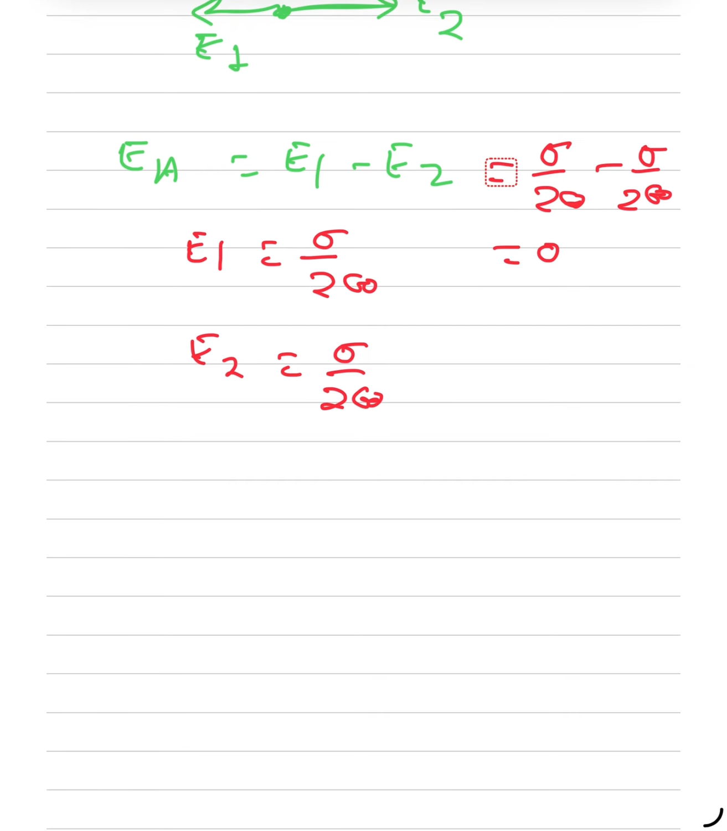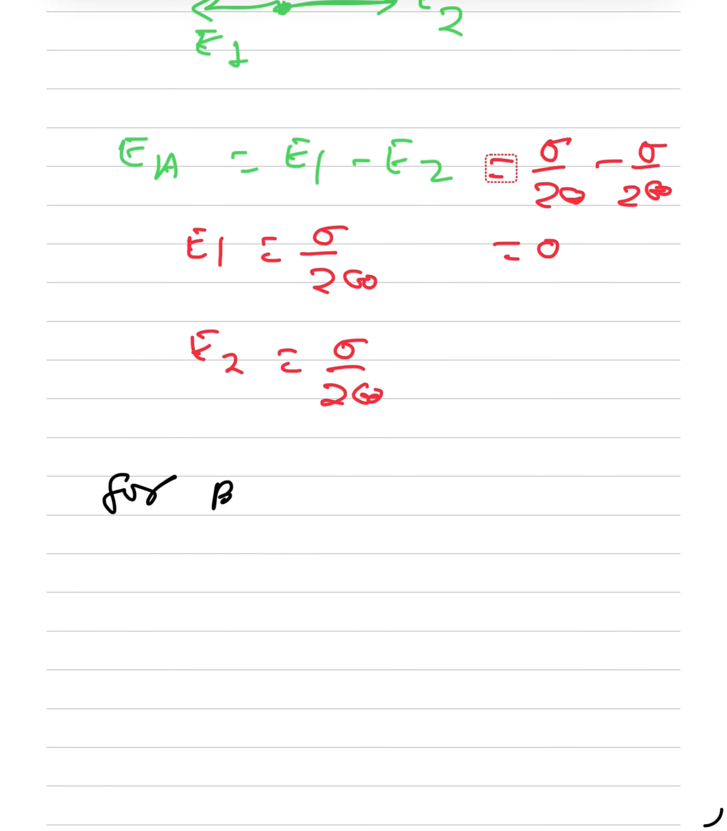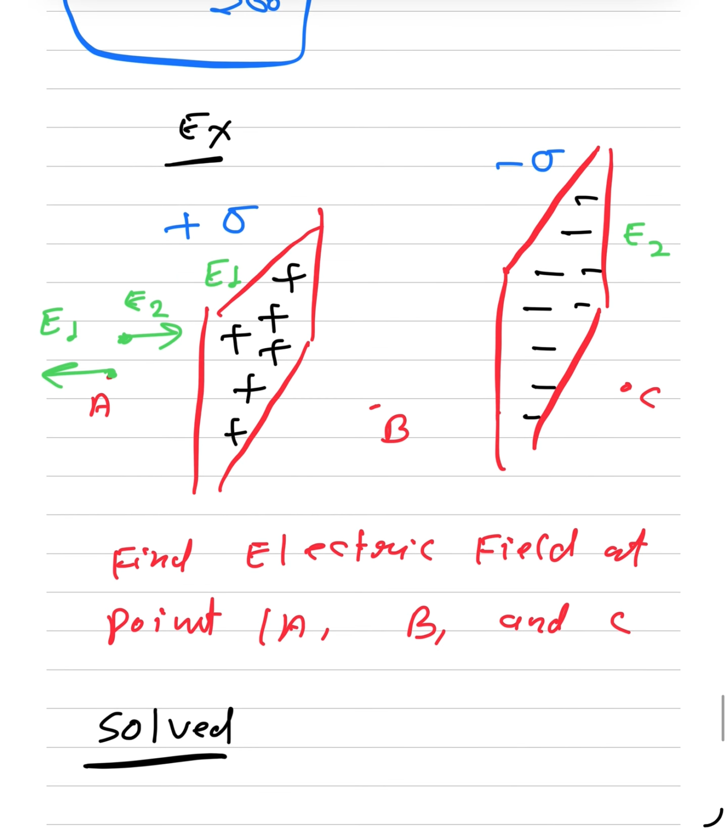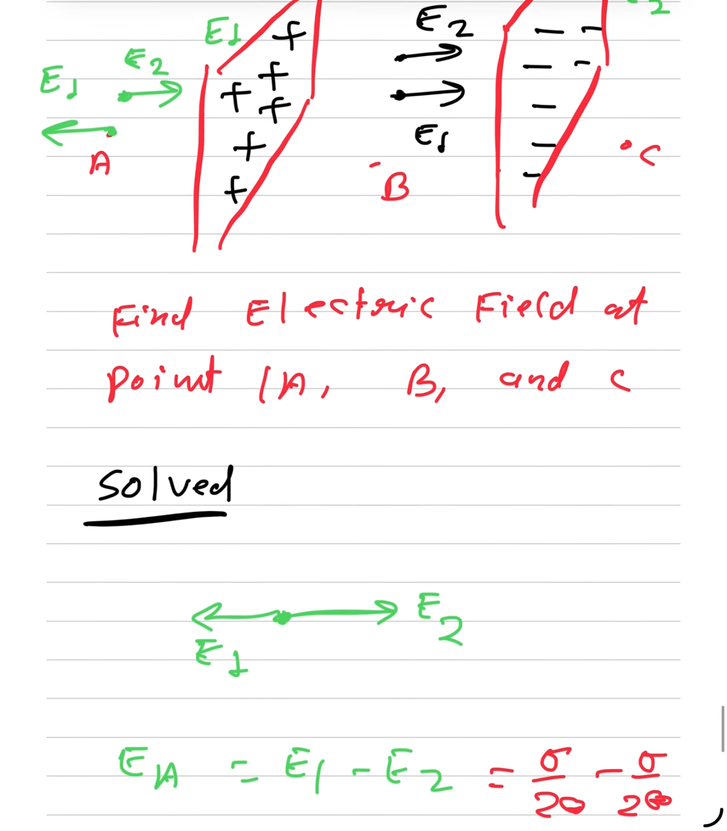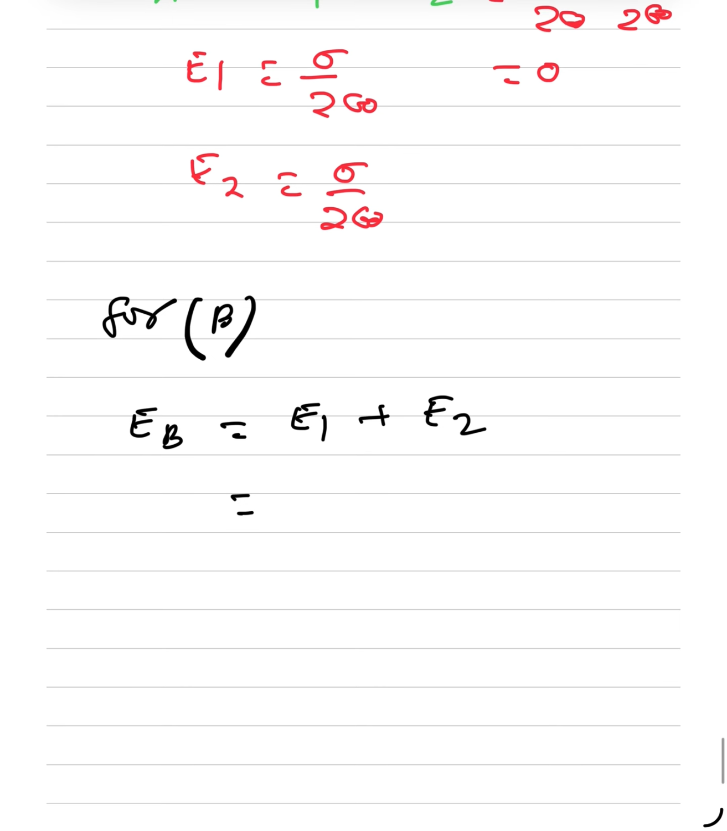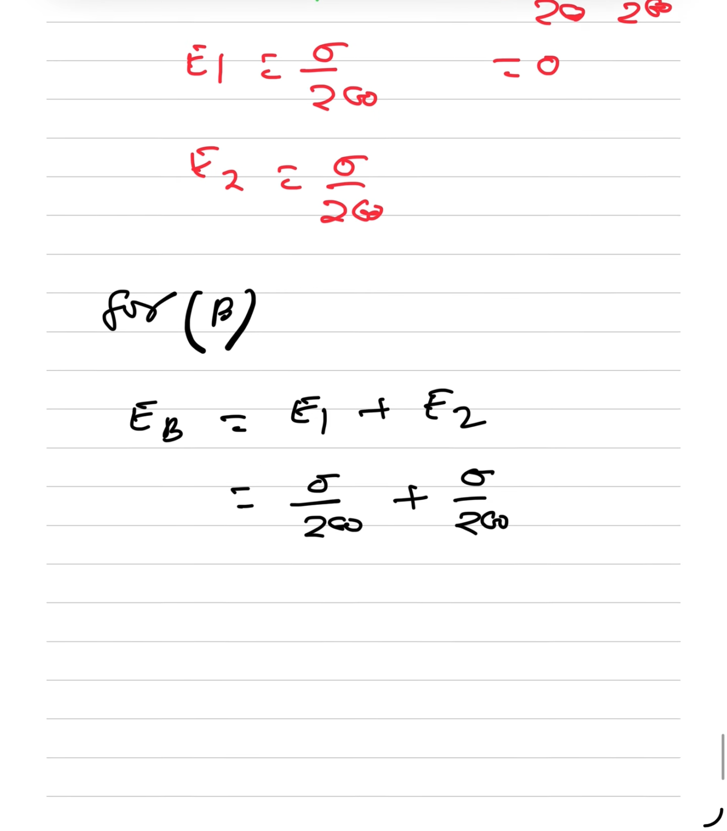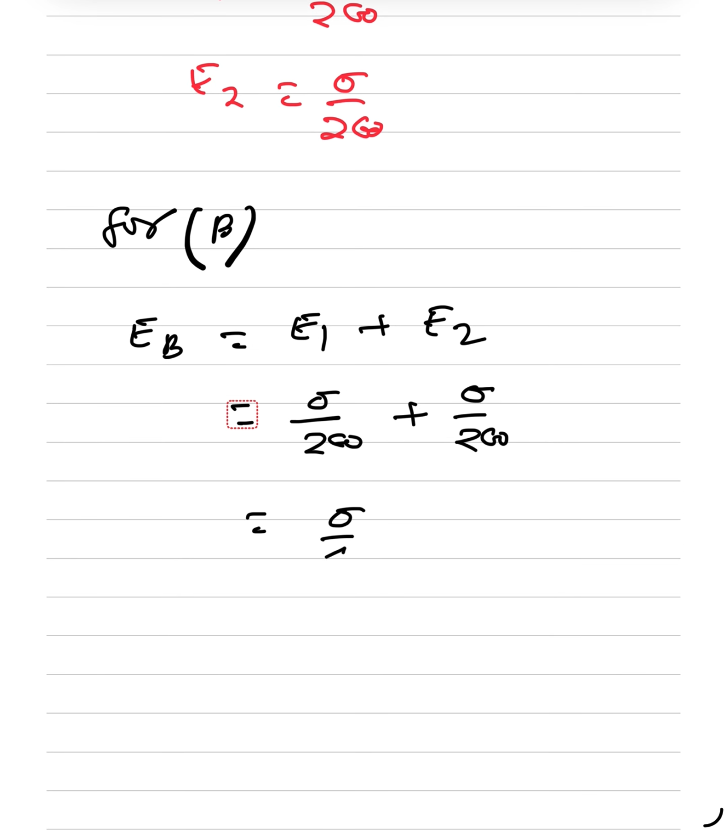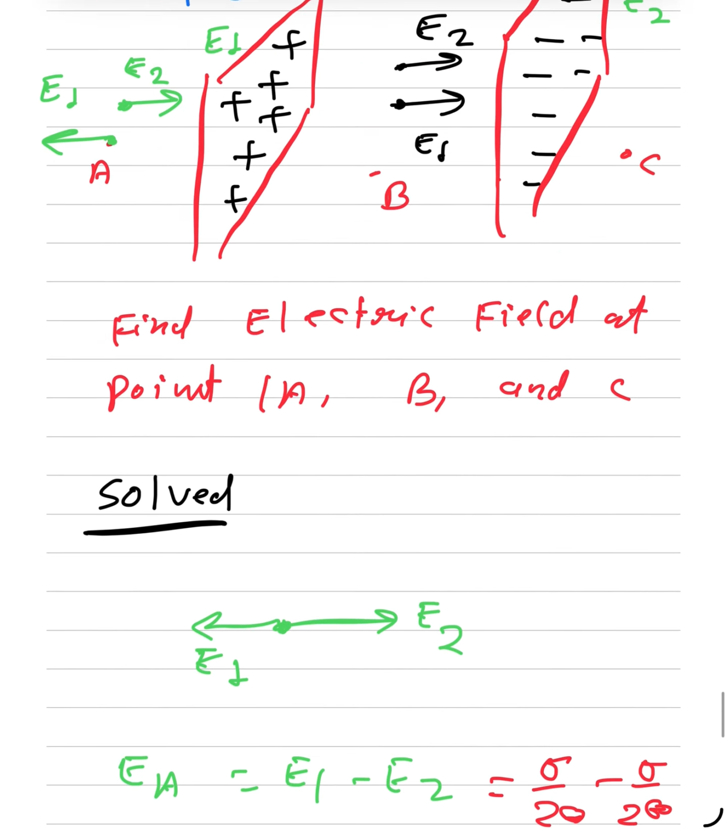Similarly for point B. For point B, the direction of the electric field due to the positive plate is E1, and due to the negative plate is E2, both along the same direction. So EB equals E1 plus E2, which is sigma divided by 2 epsilon naught plus sigma divided by 2 epsilon naught, giving sigma divided by epsilon naught. This is the net electric field between both plates in this situation.